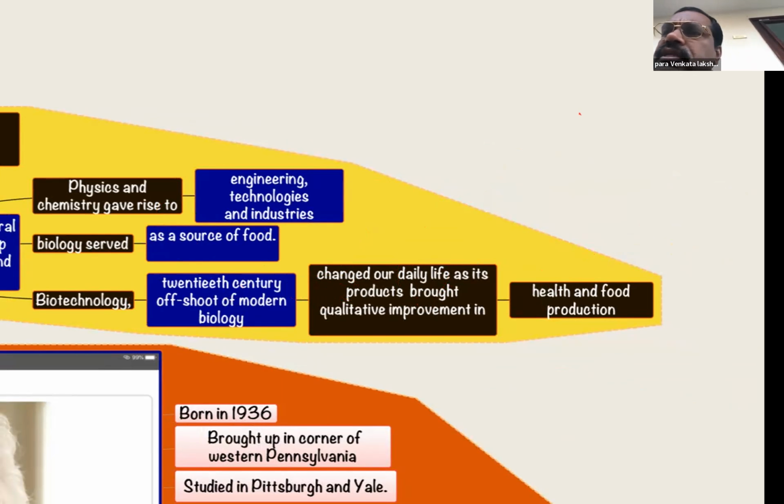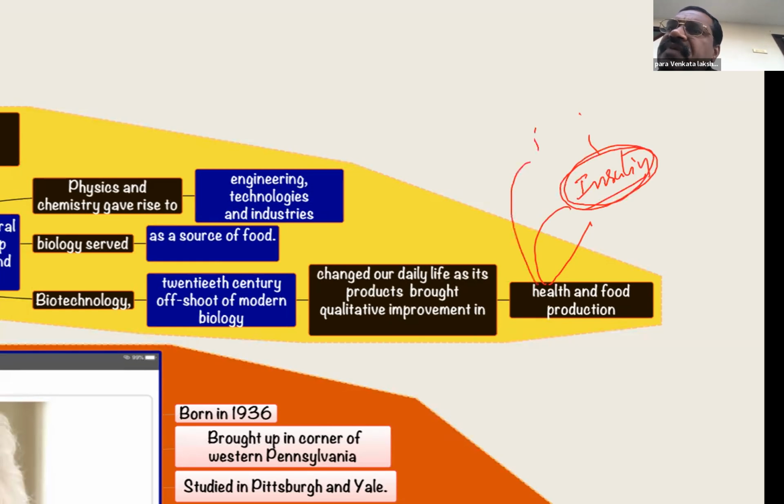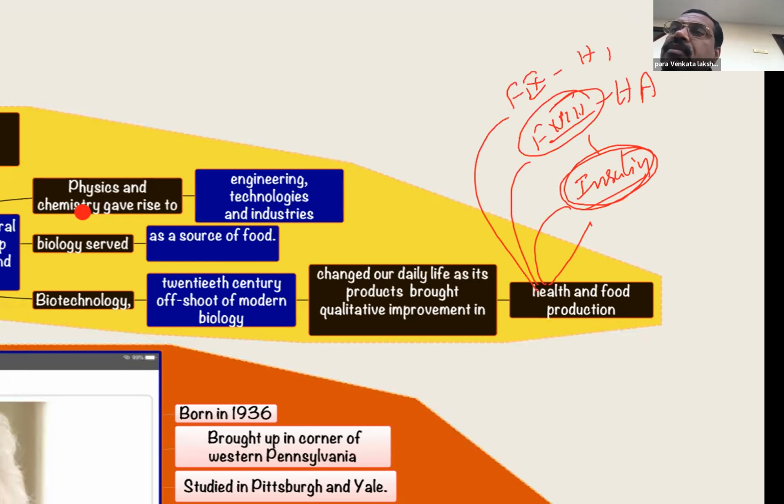Because this biotechnology is helpful not only in health. Suppose, for example, you have a deficiency of insulin hormone; if you start producing insulin, it will give some relief. And if you are not having factor 8, and the industry produces it using this technology, then factor 8 can be produced and hemophilia A can be controlled. Then factor 9 can be produced and hemophilia B can be controlled. Then you can produce growth hormone so dwarfism can be controlled.